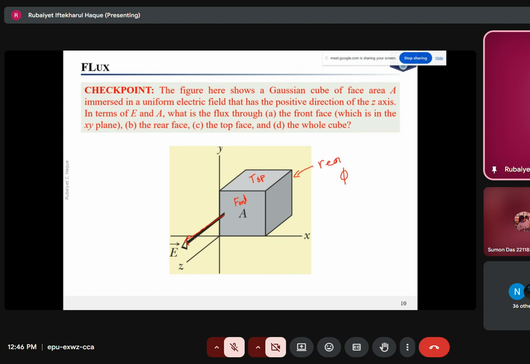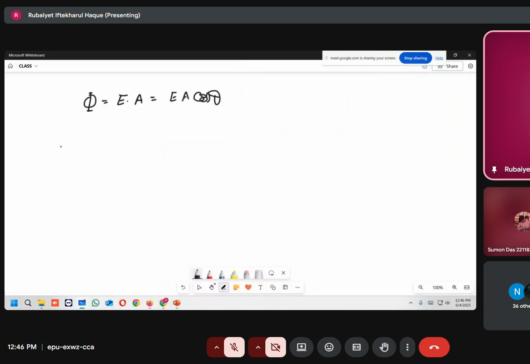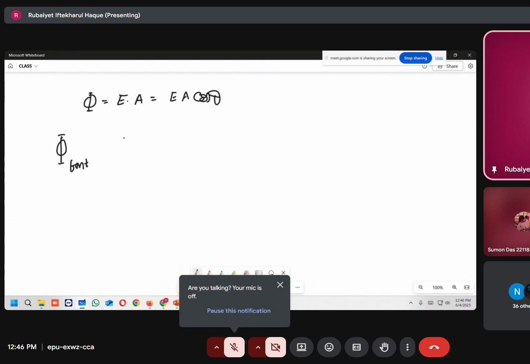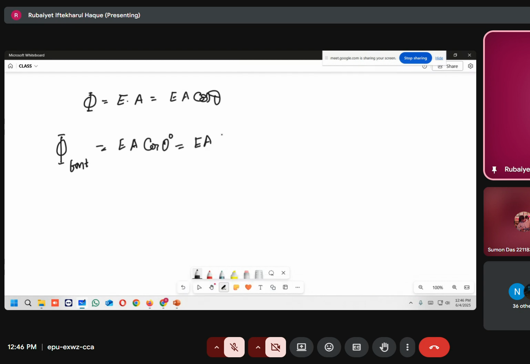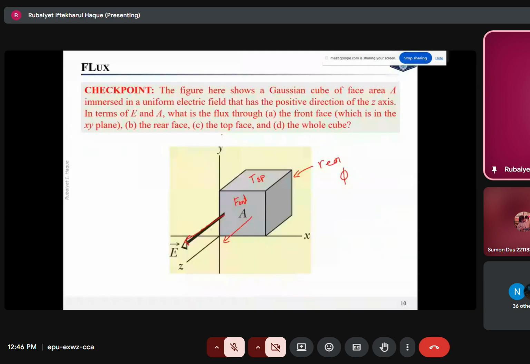For the front face, what is the direction of the A, DA? Also perpendicular to this surface, this one. So they are parallel. That means the angle will be 0 degree for the front face. So for this front face, what will happen? It's EA cos 0 degree, or EA. Get the idea? Yes, sir.